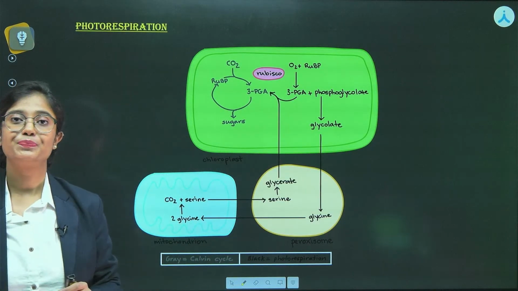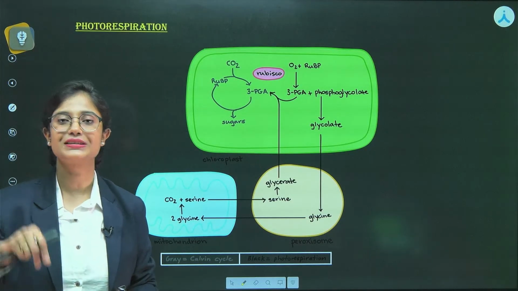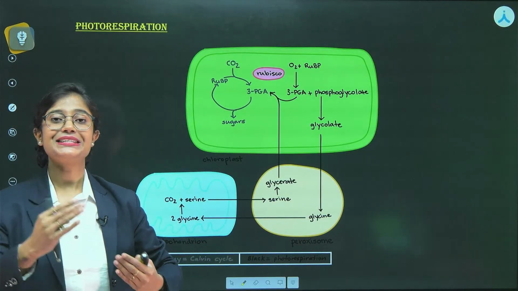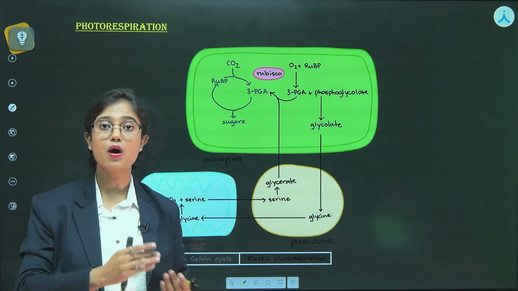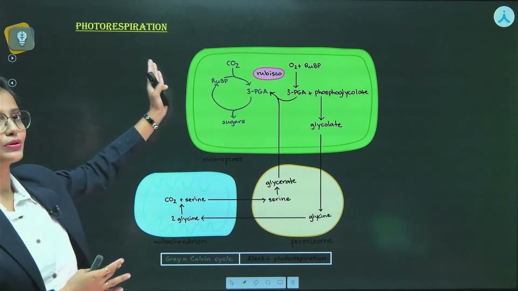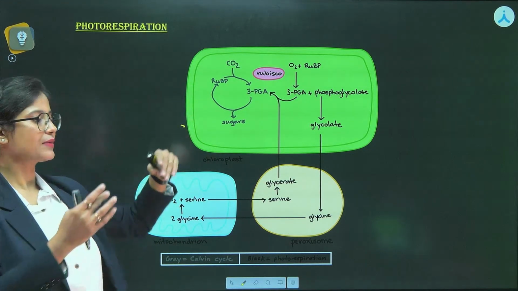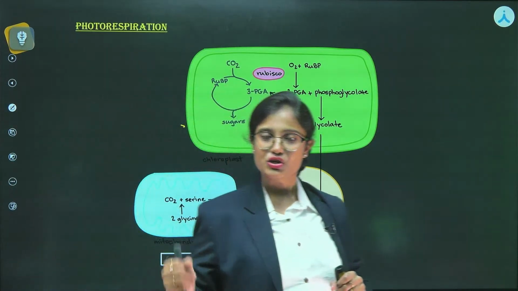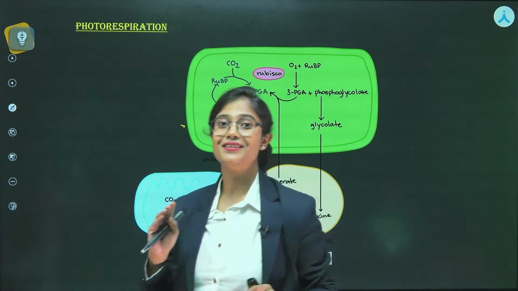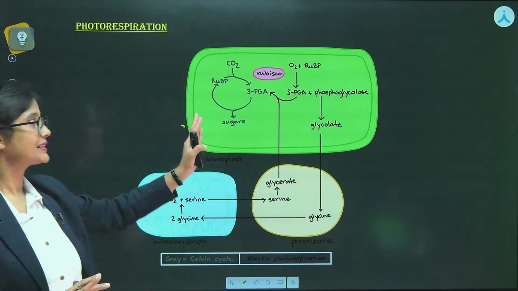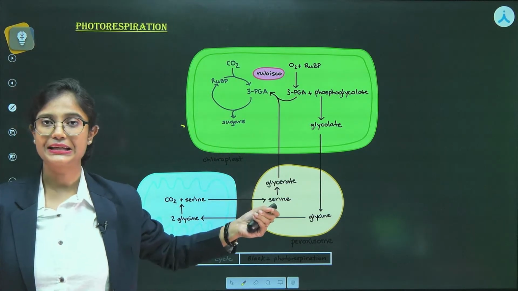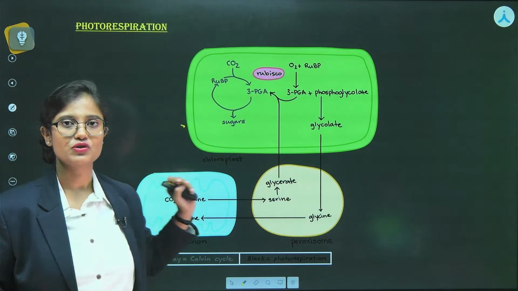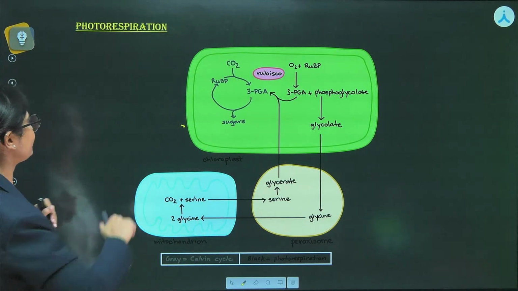But when there is presence of oxygen as well, and it acts as an oxygenase, that means it has higher affinity towards the oxygen, then photorespiration will take place. And if we talk about C3 and C4, photorespiration occurs in C3 plants but not in C4 plants. According to NCERT, photorespiration does not take place in the C4 plants but it will take place in the C3 plants. Now let's see how.